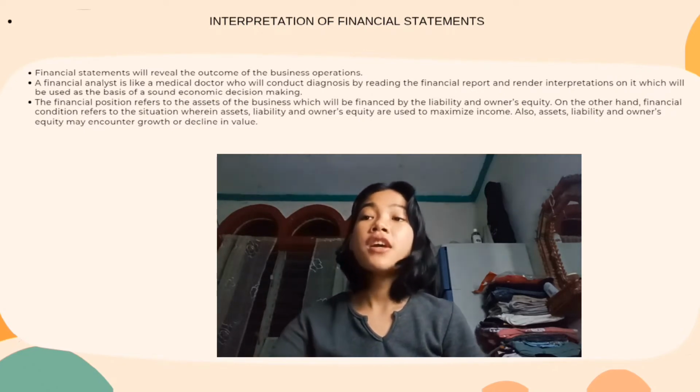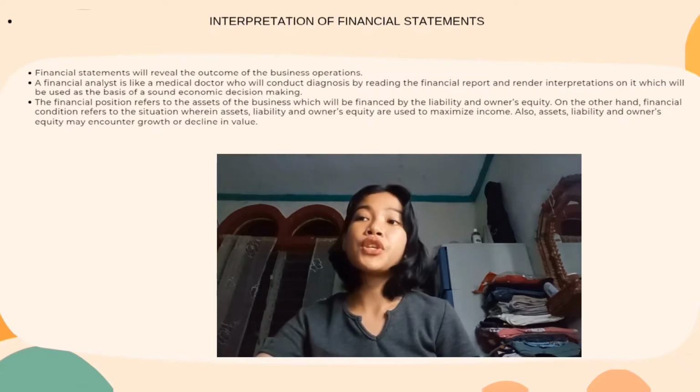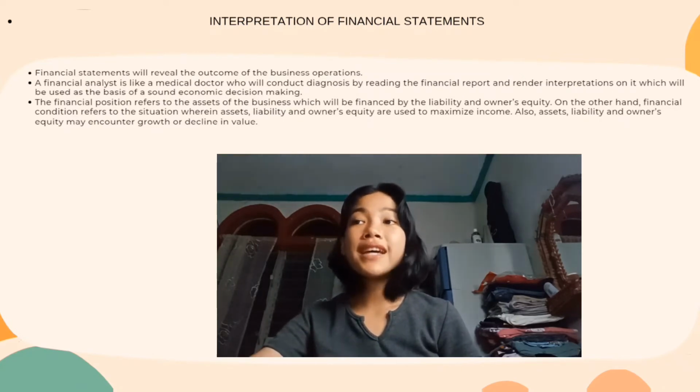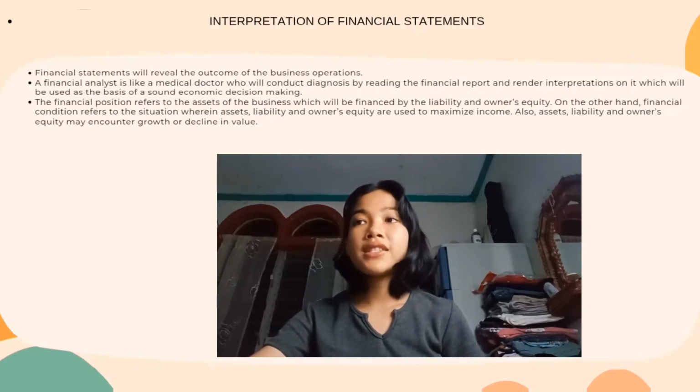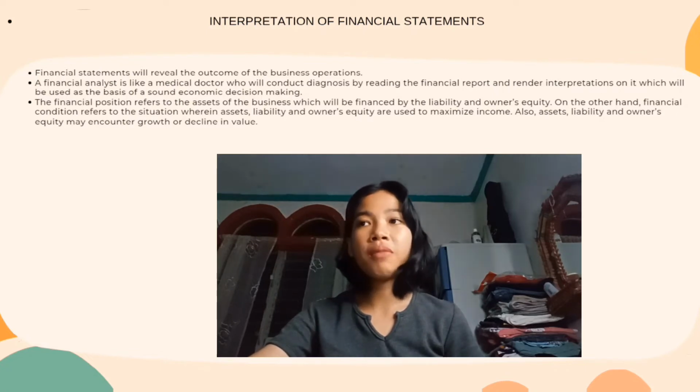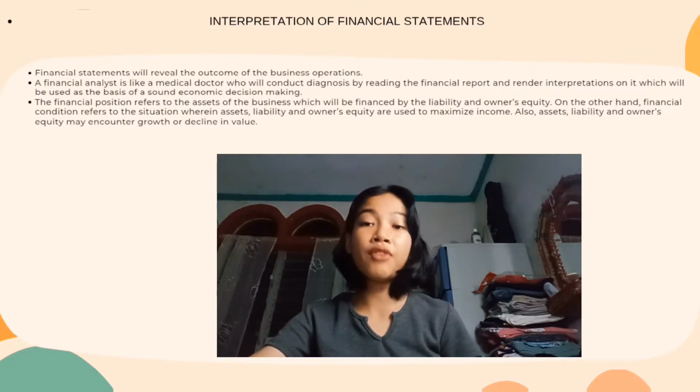On the other hand, financial condition refers to the situation wherein assets, liabilities, and owner's equity are used to maximize income. Also, assets, liability, and owner's equity may encounter growth or decline in value.